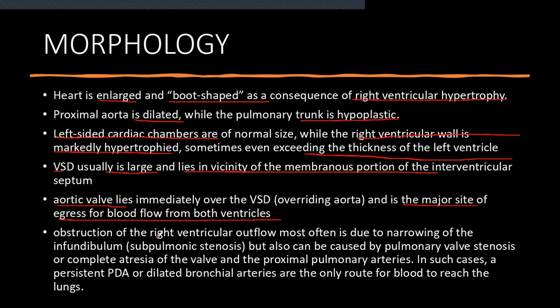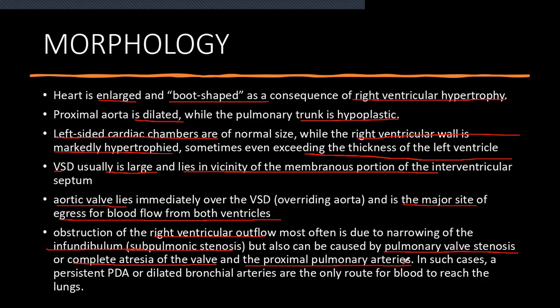Now, obstruction of the right ventricular outflow is most often due to narrowing of the infundibulum. Remember, the infundibulum is the smooth outflow tract of the right ventricle. Its counterpart on the left is the aortic vestibule. And remember, the two smooth outflow tracts originated from your conus cordis, which is the middle third of the bulbus cordis. In such a case, obstruction of the infundibulum is known as subpulmonic stenosis, but the obstruction can also be caused by pulmonary valve stenosis or a complete atresia of the valve and the proximal pulmonary arteries.